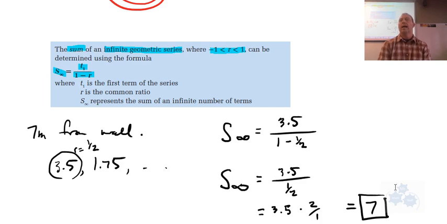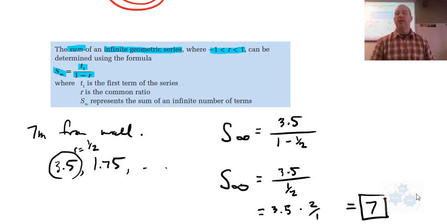I know this is a little mind-bending. This is out of the box. I get it. Mr. Maxwell, I still don't get how we can add an infinite number of things because I don't even know how many things is an infinite number of things. I get it. The pattern continues forever, and at some point, half of a very small number is 0. So we're actually grinding to a halt, and that sum can be found.